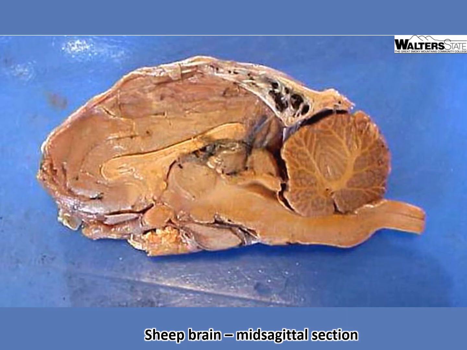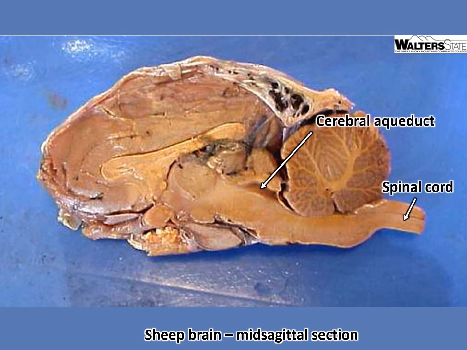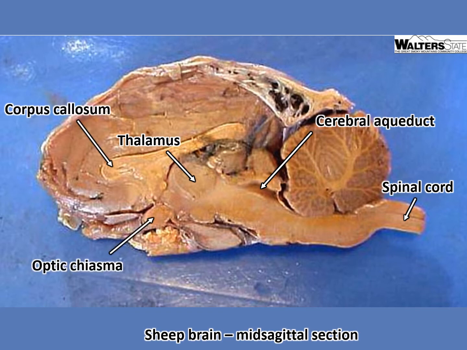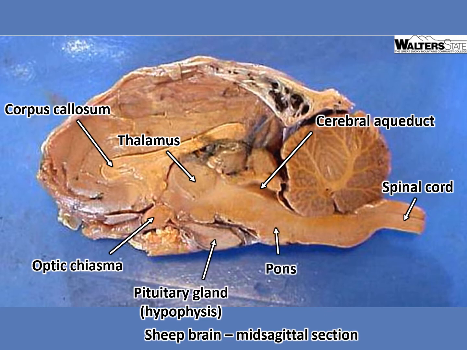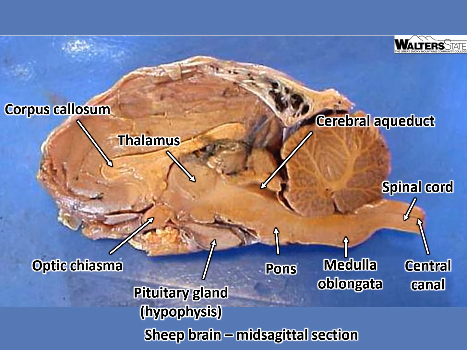Here's another look at the mid-sagittal section of the sheep brain. So once again, the spinal cord. The cerebral aqueduct, a canal between the third and the fourth ventricle containing cerebrospinal fluid. Here's the thalamus, the corpus callosum, the optic chiasma, the pituitary gland, and the pons, and finally the medulla oblongata. Finally we end with the central canal.